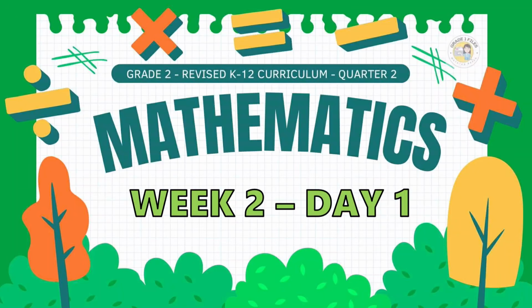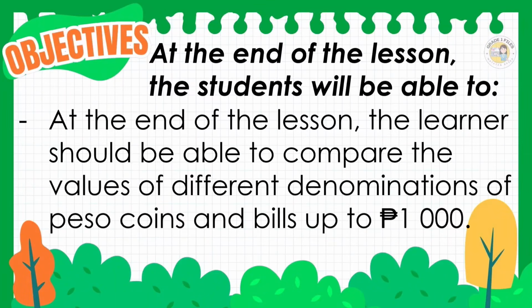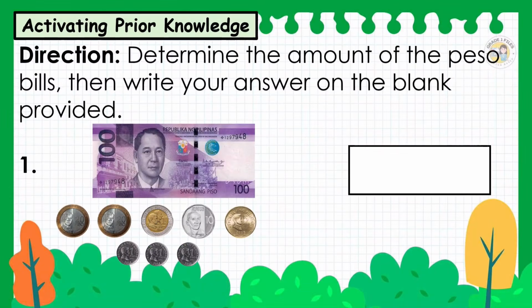Grade 2, Revised K-12 Curriculum, Quarter 2, Mathematics, Week 2, Day 1. Objectives. At the end of the lesson, the learner should be able to compare the values of different denominations of peso coins and bills up to 1,000 pesos. Determine the amount of the peso bills, then write your answer on the blank provided.